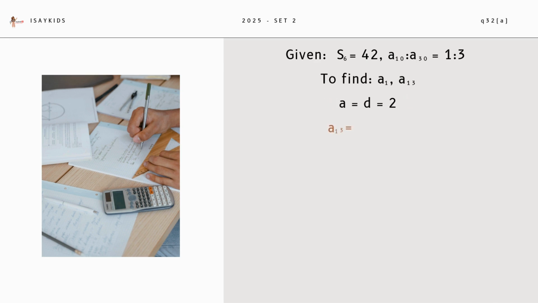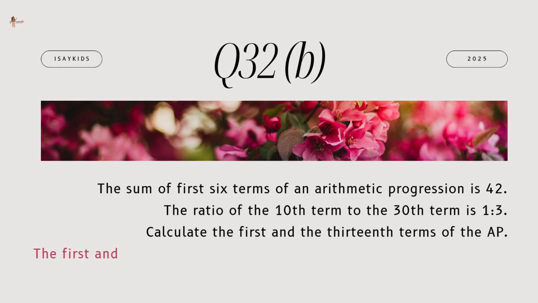We now need to find a13. So our first term is 2. We need to find a13. It will be given by a plus 12d. Substituting the values, we get a13 as 26. Thus, the first and the 13th terms of the AP are 2 and 26 respectively.